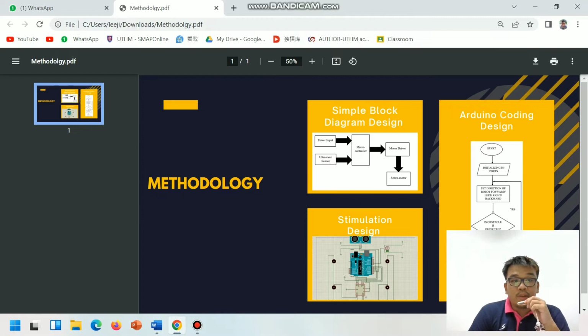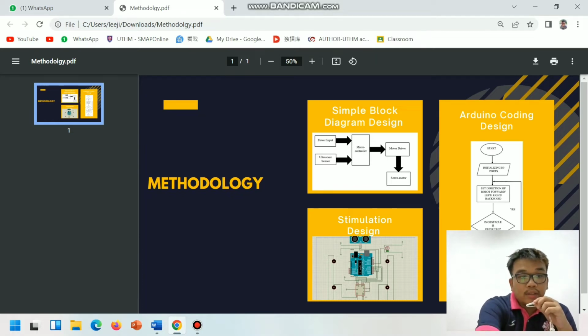And the basic arrangement of the equipment to make a DC mini electric model is as shown in this simple block diagram, where the power input and also the ultrasonic sensors are connected to a microcontroller, and the microcontroller is connected to the motor driver, and the motor driver serves the motor and the servo motor.